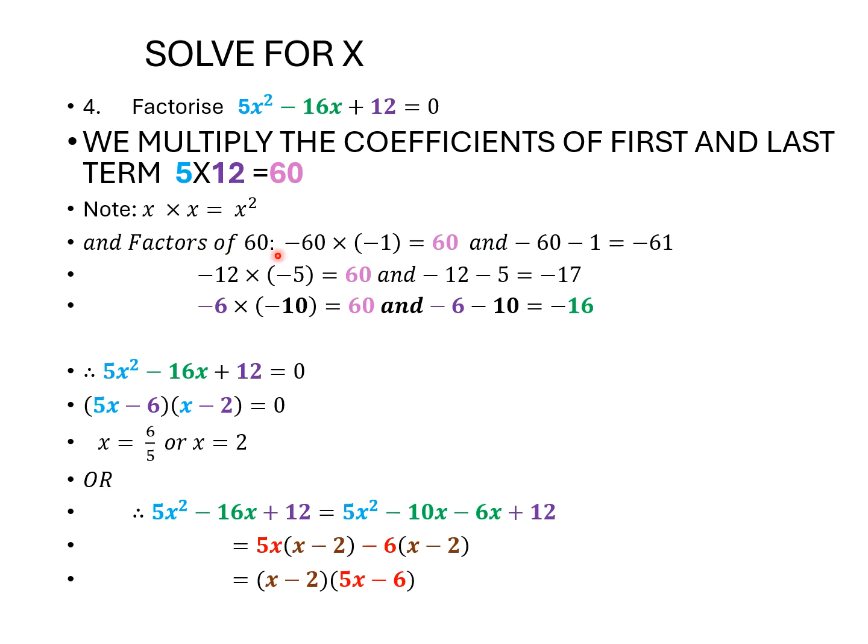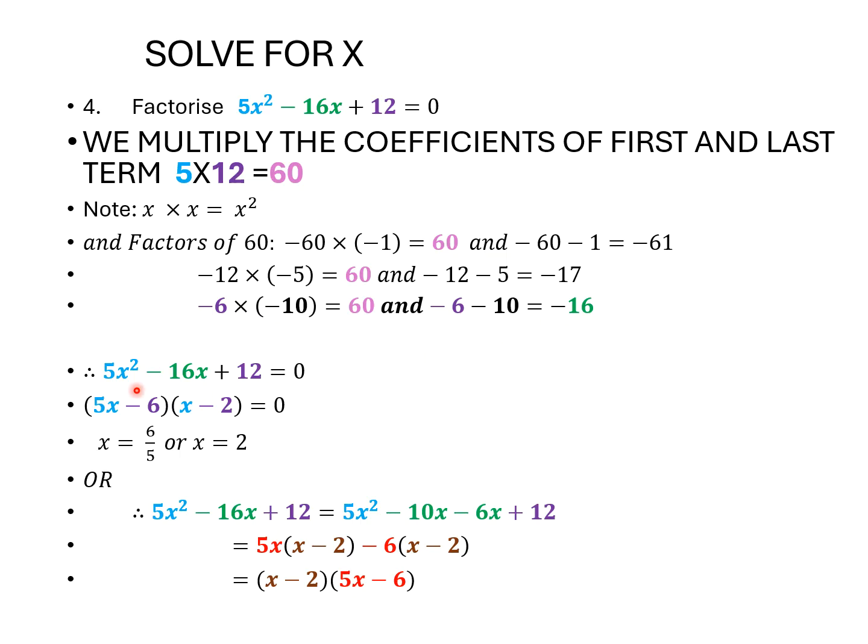So factors of 60, minus 60 times minus 1 would give me positive 60. But minus 60 minus 1 gives me negative 61. Take note that's positive and positive. That's why I'm using the same signs. Negative 12 times negative 5 would give me positive 60. But minus 12 minus 5 gives me minus 17. So therefore not equal to minus 16. Then if we say negative 6 times negative 10 gives me positive 60. But minus 6 minus 10 gives me negative 16. So I'm going to use these values to get the factors.